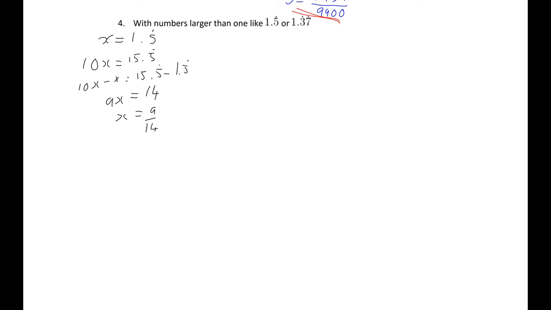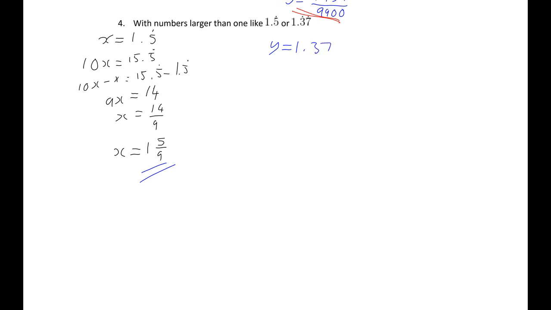So x equals 14 over 9. We don't like it to be top heavy, and so we get x equals 1 and 5/9. Done. It's not really that much different from what we've done before. Now, let's do another one.